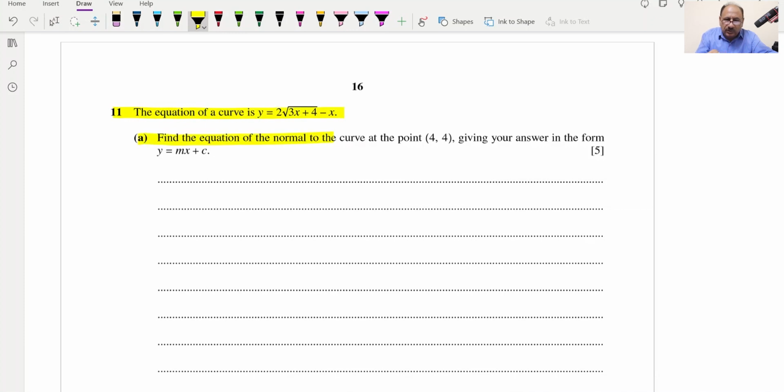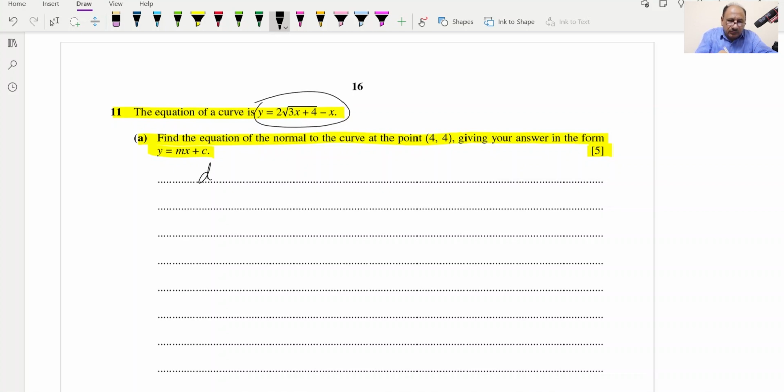Now question number 11, the equation of the curve is given. Find the equation of the normal to the curve at point 4 and 4, giving your answer in the form y is equal to mx plus c, and this is a 5 marks question, A part. Now we can first write the derivative of this.